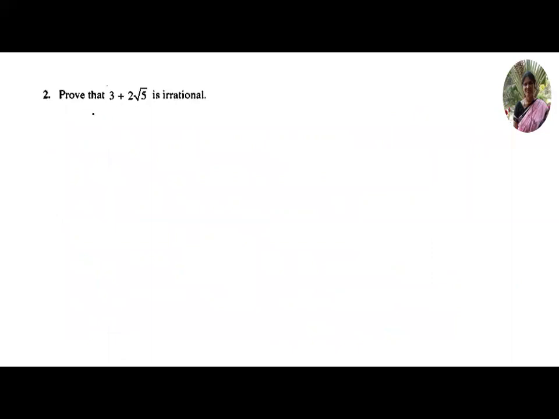Similarly, question number 2, prove that root 3 plus 2 root 5 is irrational. Since there are two numbers, one a rational part and one an irrational part, we have to write it in a different way. So how to write? Let 3 plus 2 root 5 be rational.